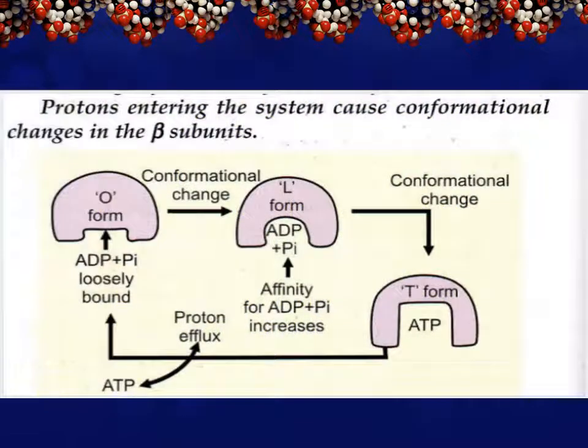So here you can see the structures, the different shapes. When the open form comes, the ADP and phosphate molecules go in, and in the loose form, it changes its shape, and in the tight form it generates ATP, and again the molecule of ATP goes out, and again the ADP and phosphate molecules are entering in the open state.